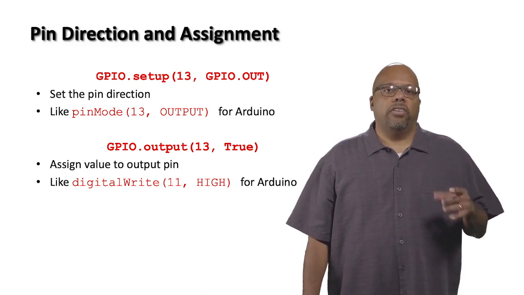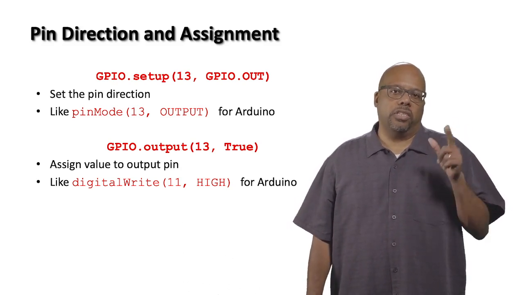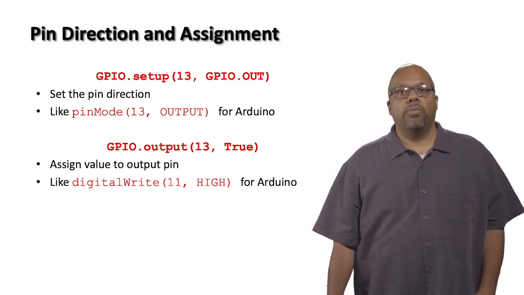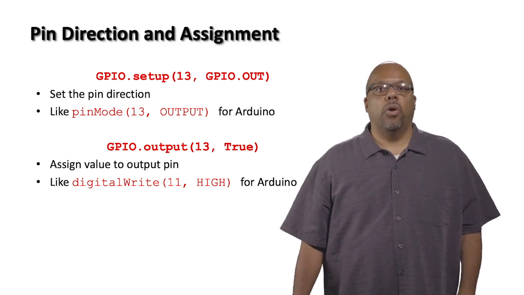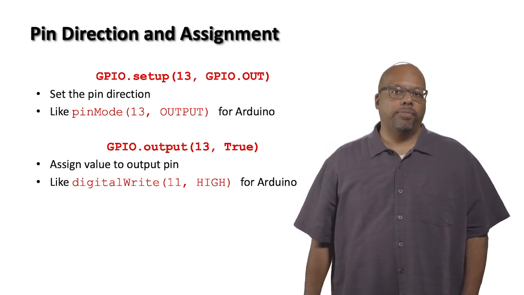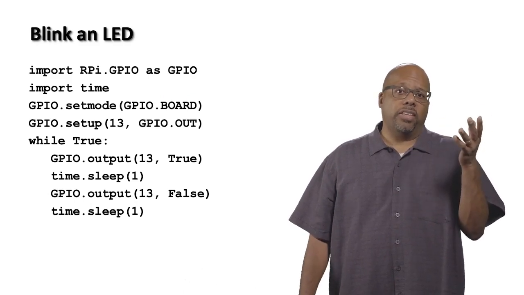Now, first we talked about setting up the pin direction. We talked about writing a value to an output. Now we also want to be able to read a value from an input. Oh, actually, first let's look at our example program, blinking an LED, then we'll talk about the reading. So here's how you might write the example program.